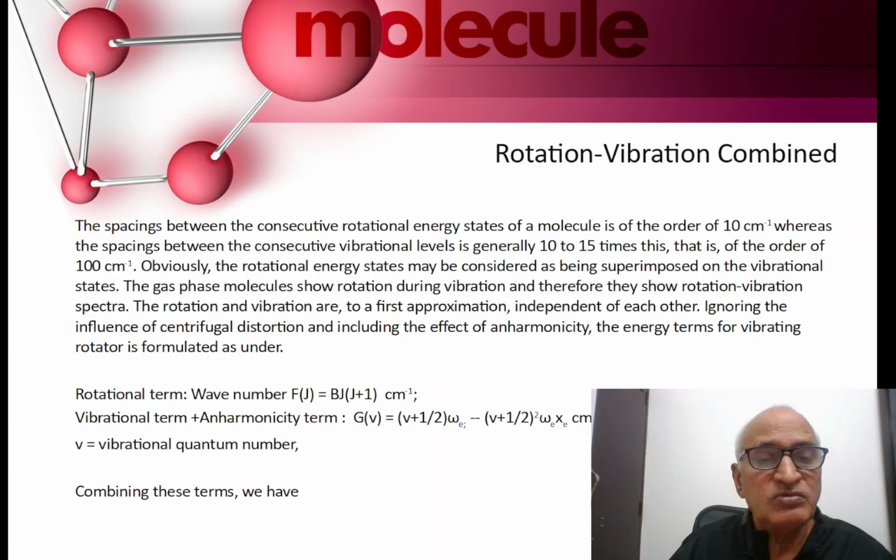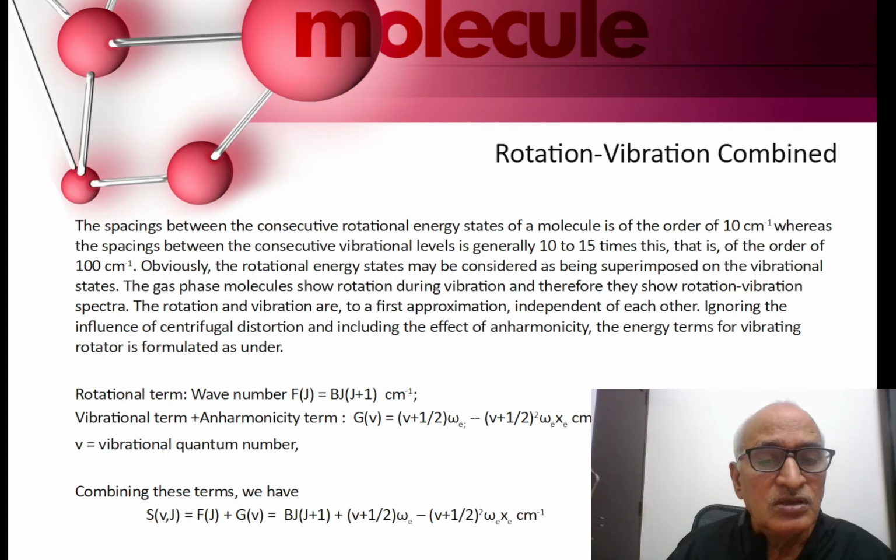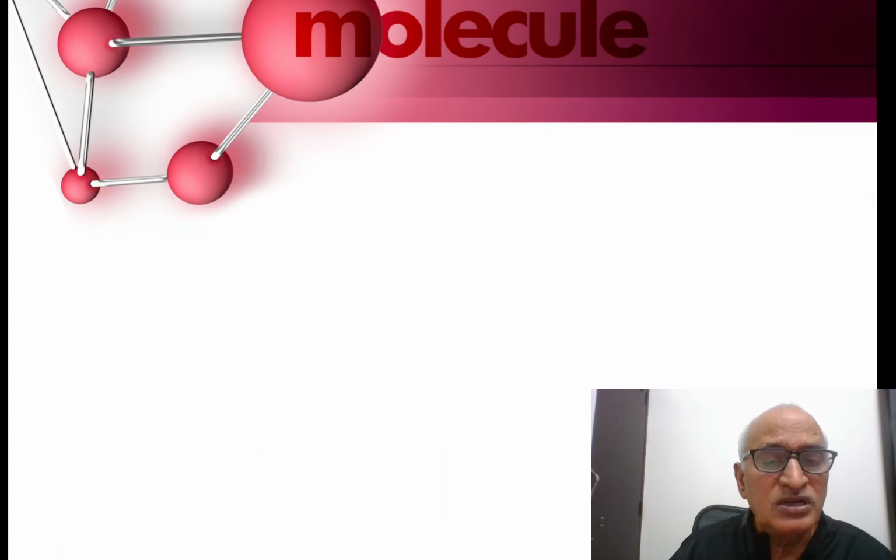Here v is the vibrational quantum number, again having integral values. If we combine these three terms, the frequency of rotation-vibration combined is given by this expression shown below. And the selection rule is delta J equal to plus or minus 1.